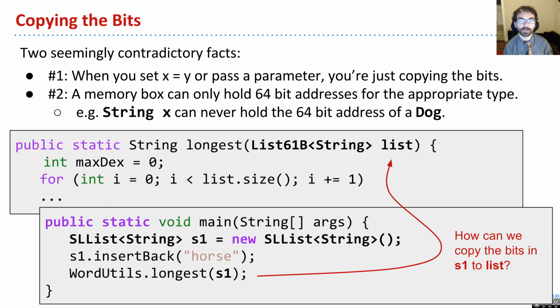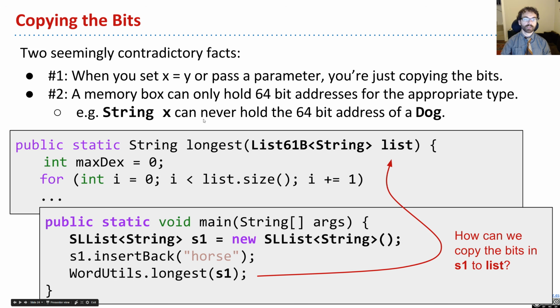Given that fact, let's talk a little bit about implementation inheritance and how it interacts with the golden rule of equals. There's a little bit of a paradox that a student some number of semesters ago was vexed about, so I decided to roll it into lecture. Maybe it's not the most exciting thing, but I'm going to bring it up anyway. The first fact is, whenever you say x equals y, or whenever you pass a parameter to a function, you're just copying the bits.